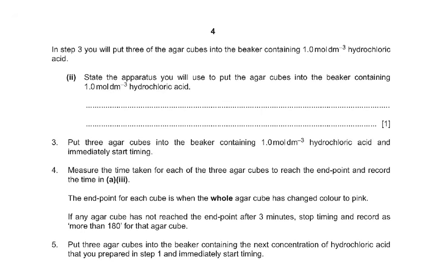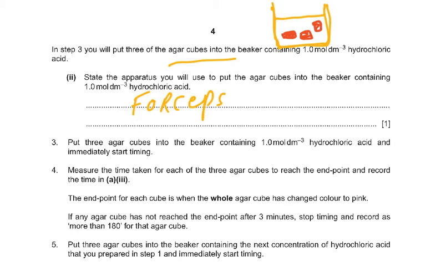Then coming on to the next part, in step 3, you will put 3 of the agar cubes into the beaker. So here is the beaker, and you have to put the 3 agar cubes into it, and this is 20 cm cube. State the apparatus you will use to put the agar cubes into the beaker containing 1 mole. So it could be forceps. Don't say a spoon, because we don't give you a spoon. You could say forceps. You could have said a spatula if it was given to you, but I think the instruction said you have to give you a forceps. So you could have said forceps, or you could have said a spatula.